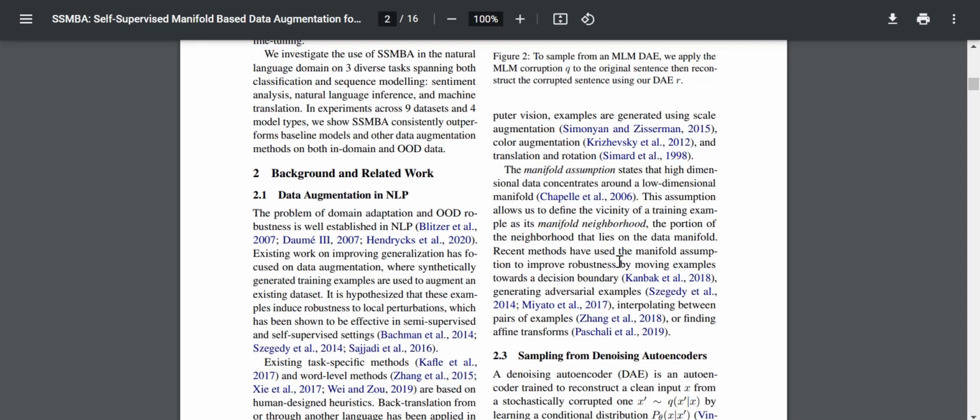Recent methods have used the manifold assumption to improve robustness by moving examples towards a decision boundary, generating adversarial examples, interpolating between pairs of examples, or finding affine transforms. So these are just techniques I'm not familiar with in detail, but generating adversarial examples is basically looking for examples where the model would fail. Interpolating between pairs of examples is like using multiple examples to generate new examples, and finding affine transforms, as far as I know, refers to getting some transformations which would create new examples. But to be sure, I'll again have to go through these works, which I plan to in some future videos.